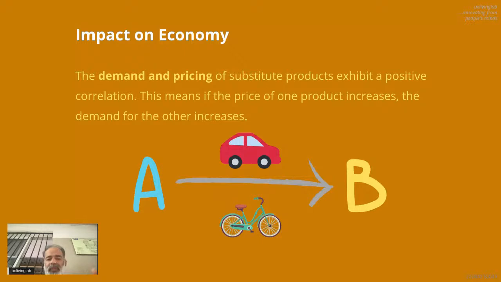So what about demand and pricing? As I said earlier, demand and pricing of substitute products exhibit a positive correlation, because when the price of one product increases, the demand for the other increases. That's why it's called positive correlation. For more clarity, when you consider demand and pricing of substitute products, they exhibit positive correlation, and when demand for one product decreases, the demand for the other product increases. That's why it's called negative correlation. So that's where it impacts.